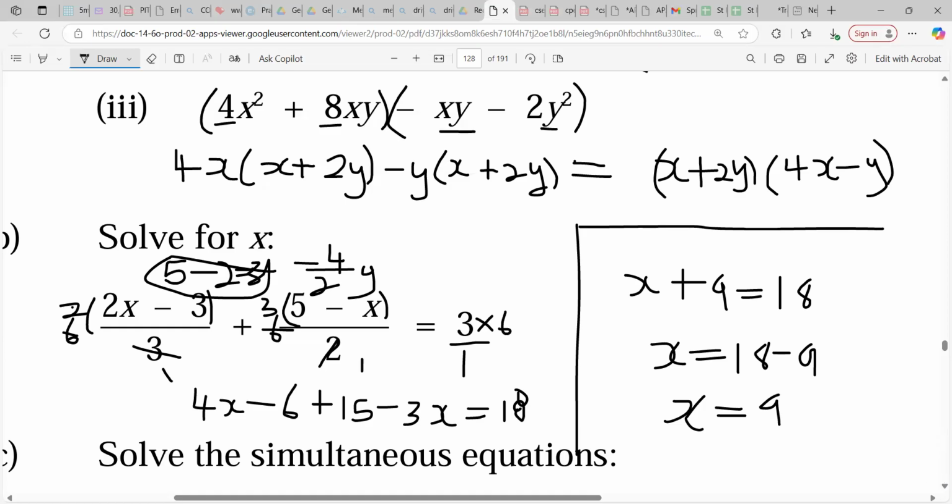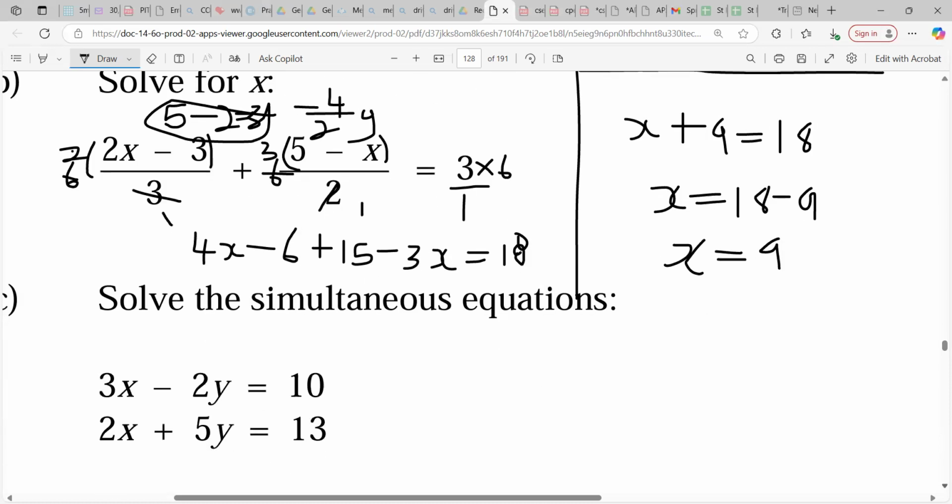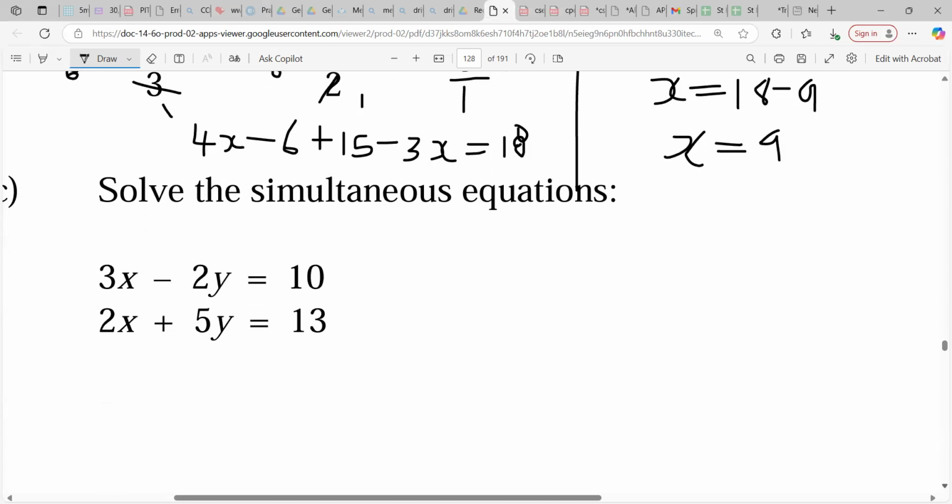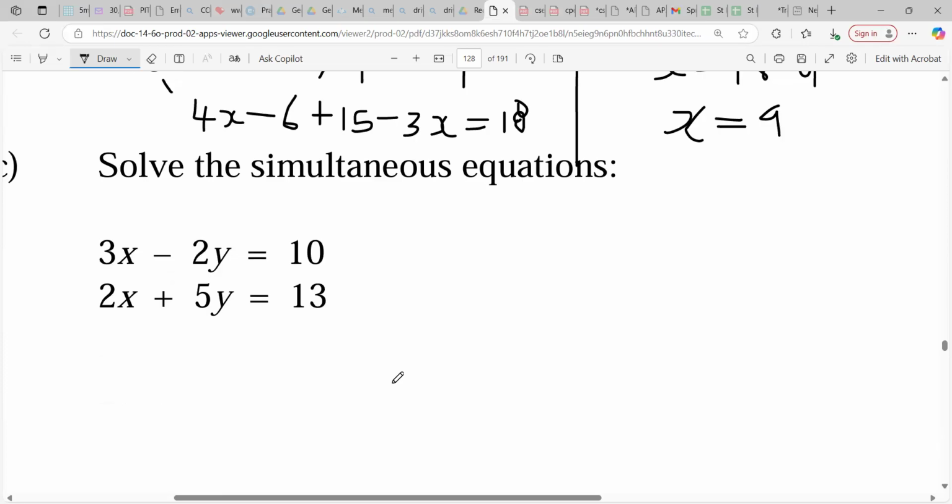All right, this one says solve the simultaneous equations. We have 3x minus 2y equals 10 and 2x plus 5y is equal to 13. Now the coefficients are different, but I'm going to bring the coefficients to be the same. I choose to get rid of y, and the reason for that is I can just add, because one is negative and one is positive. So I'm going to bring the coefficient of y to be the same. To do that, we multiply this by 5 and this by 2.